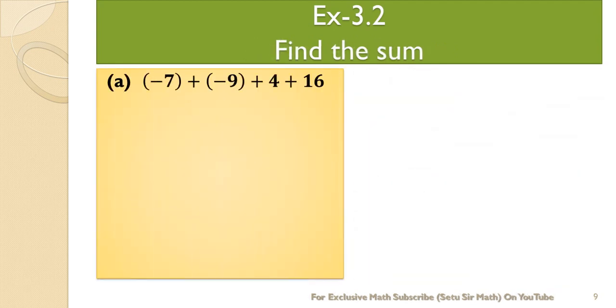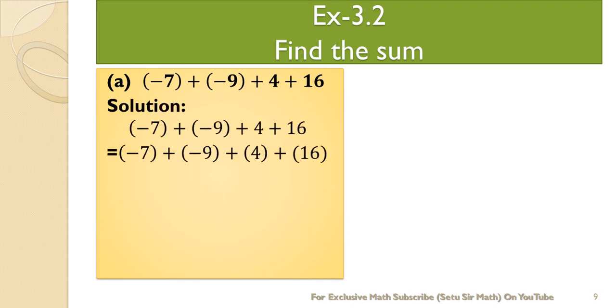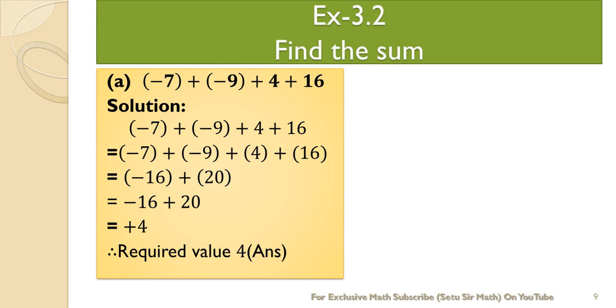Find the sum. The same rule, plus and minus rule. Minus 7 plus minus 9. So minus 7 plus minus 9, that would be minus 16. 9 minus minus, that would be plus. 9 and 7, that would be 16, and the sign will be the bigger number's sign. Bigger number is 9 in here, the sign is minus. 4 and 16, that would be plus 20. From plus 20 and minus, we will get 4, and then the sign will be the bigger number's sign.